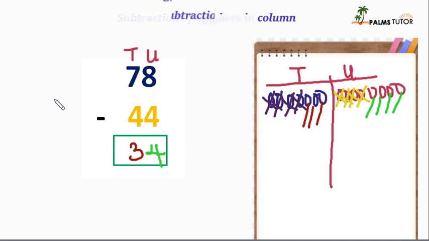In the next lesson, I will teach you how to subtract numbers when the number at the top is smaller than the number at the bottom.